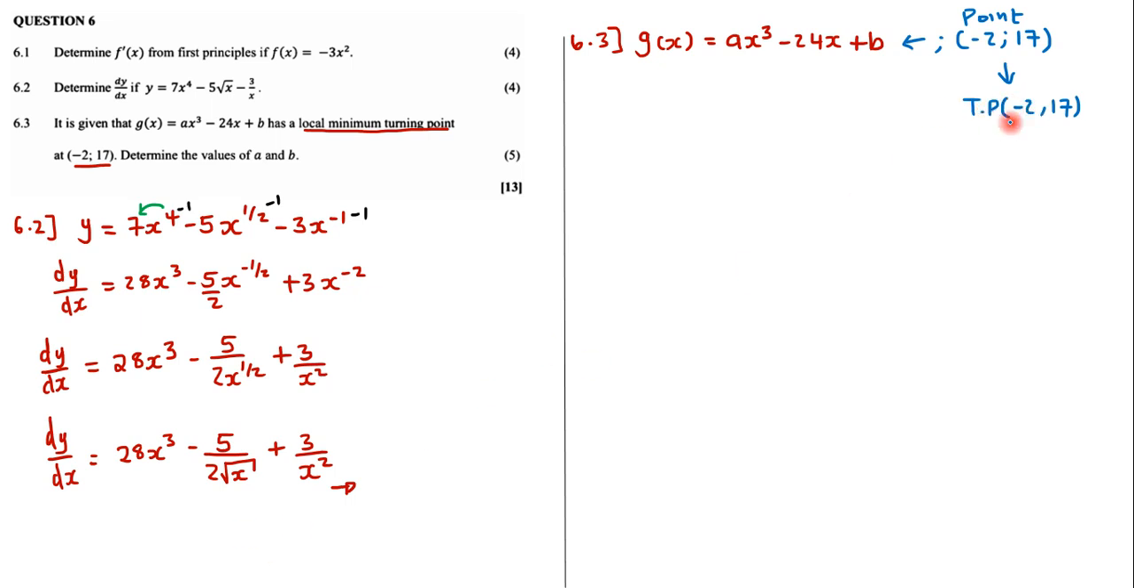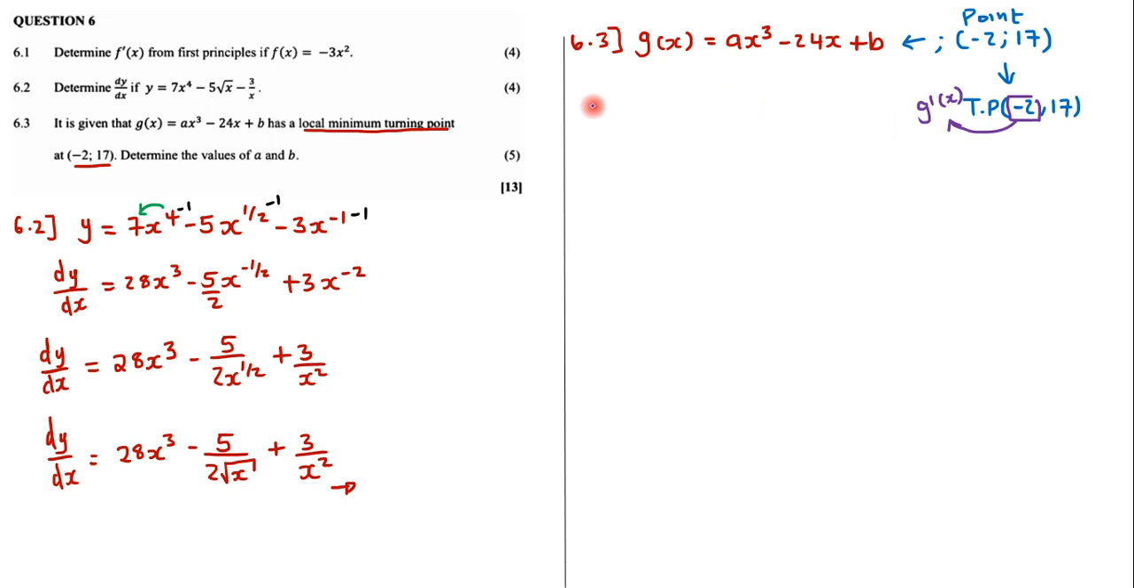Now if it is a turning point, what we can do is take its x value and substitute it into its derivative, right? Why? Because we know that when it comes to a turning point, the derivative is always equated to 0, and in that way we get to find the x coordinate of a turning point. So what are the things that we're going to do here?